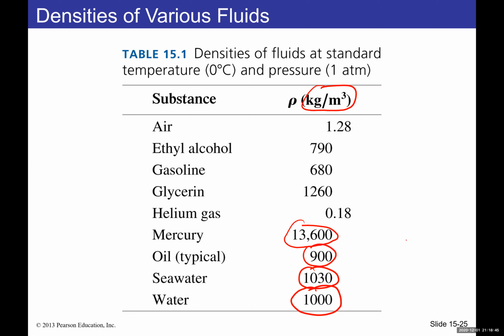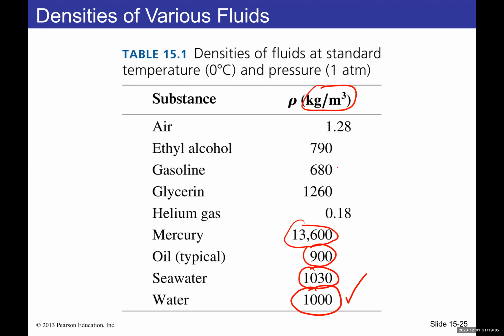So the only thing to memorize is the water. It's 1000 kilograms per cubic meter. That means if you take a one by one by one container, which is 1 cubic meter, fill it with water, and put it on a scale, it's going to be 1000 kilograms.